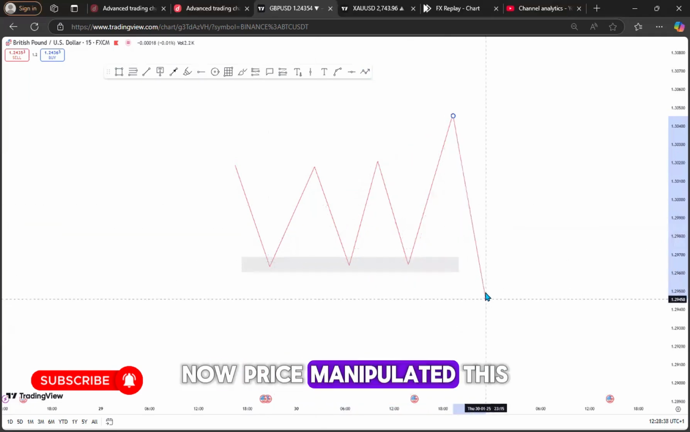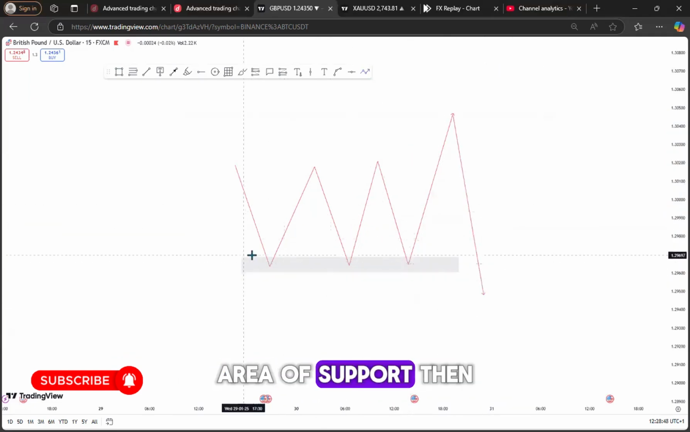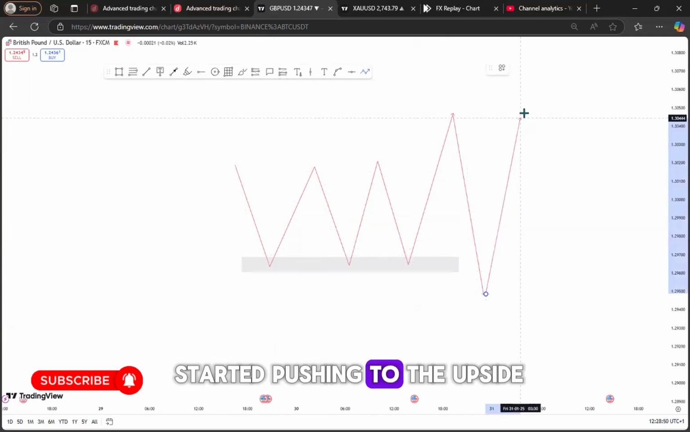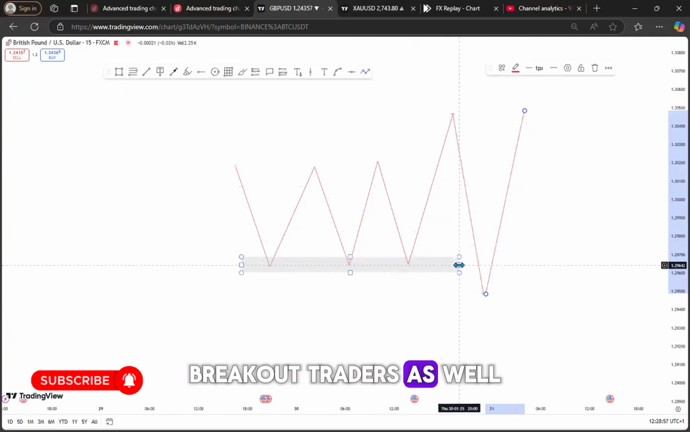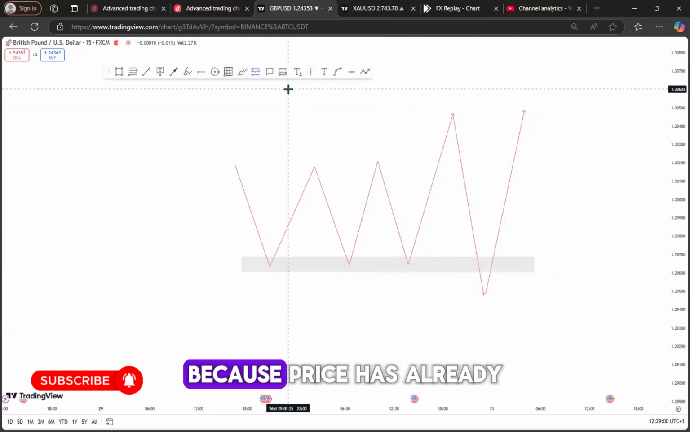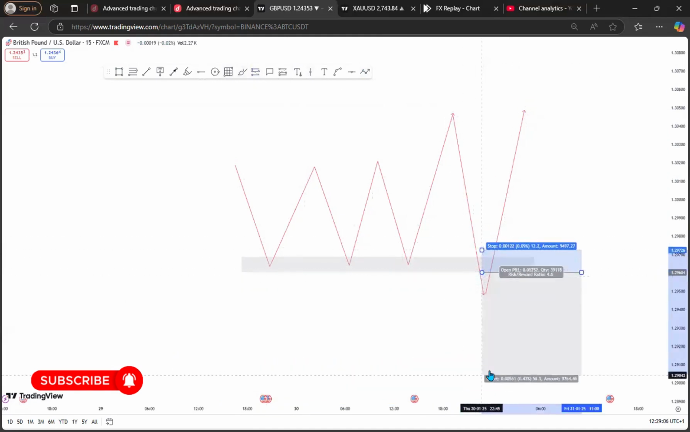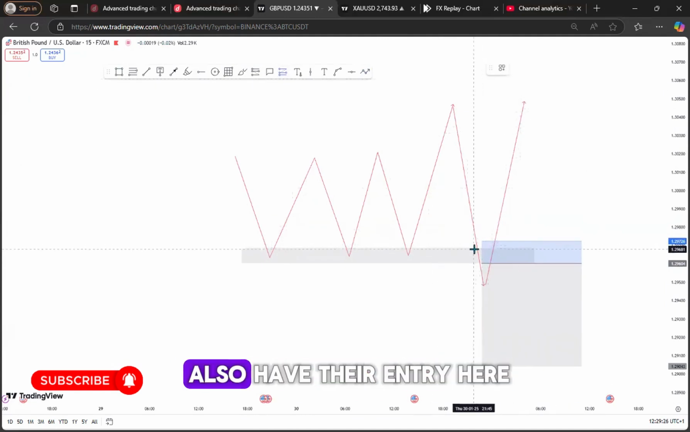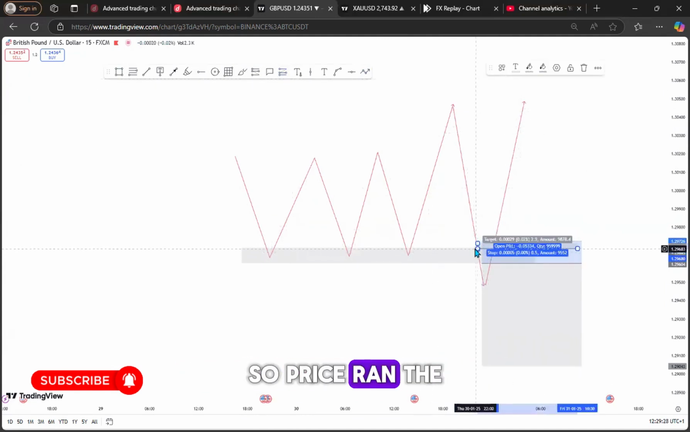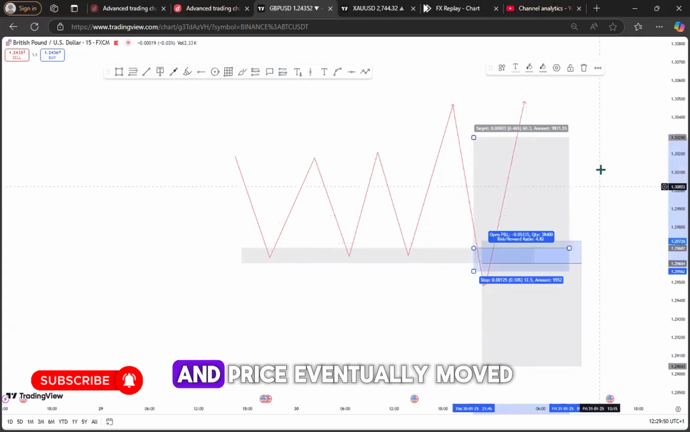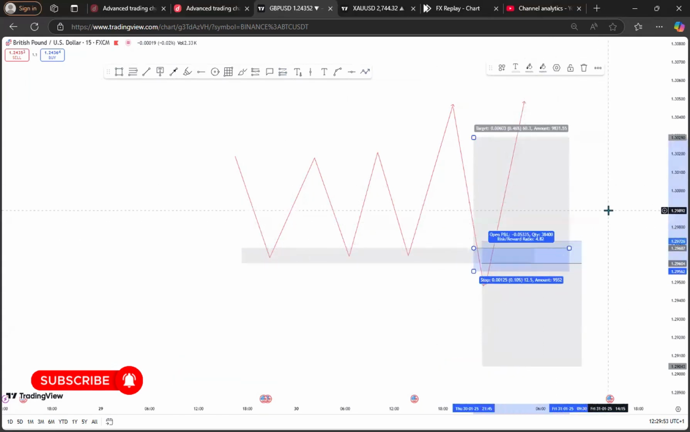Now, price manipulated this area of support, then started pushing to the upside. Breakout traders as well have their confirmation here because price has already broken to the downside. They'll be looking for sells, and the support and resistance traders also have their entry here. So price ran the two stop losses and price eventually moved to the upside.